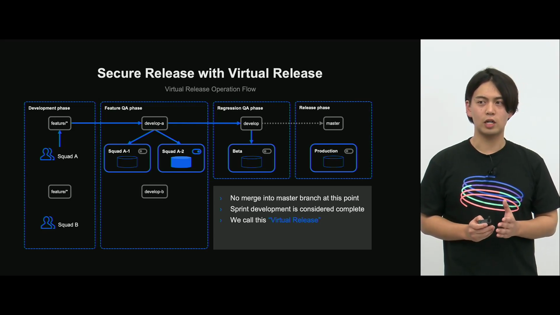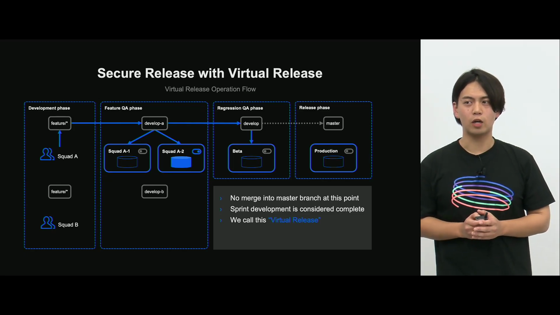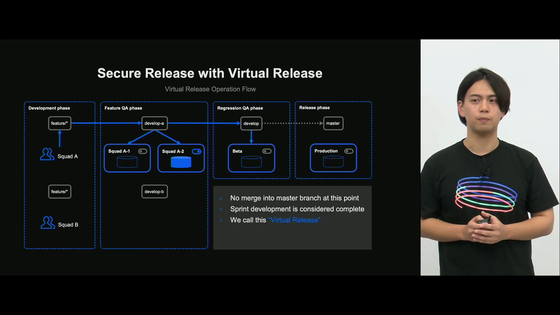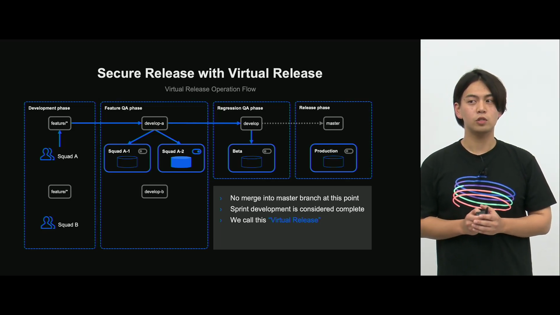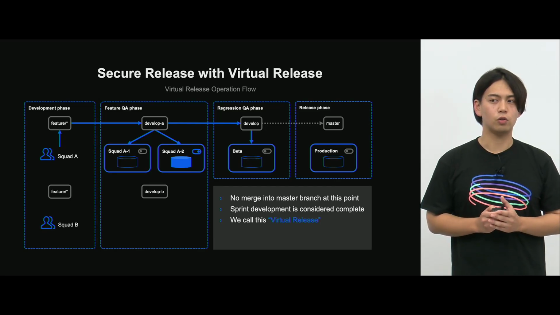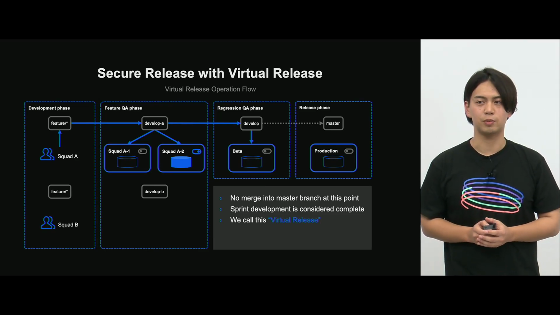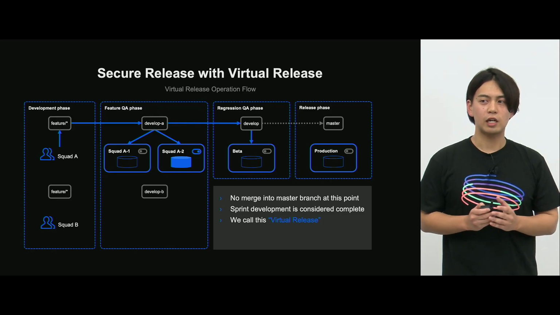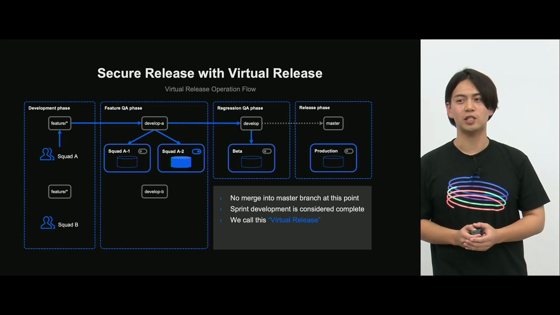Once the regression test is completed, there is usually a merge to the master branch. In the virtual case, we don't do this at this timing, because our functionality is not going to be delivered to the users, and therefore there's no value to the users even if we do this. So once the regression test is completed in the beta environment, the sprint is considered to be completed, and we call this the virtual release, as we consider the release to be completed.